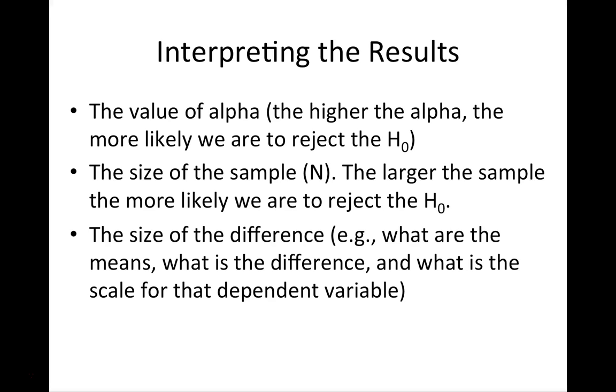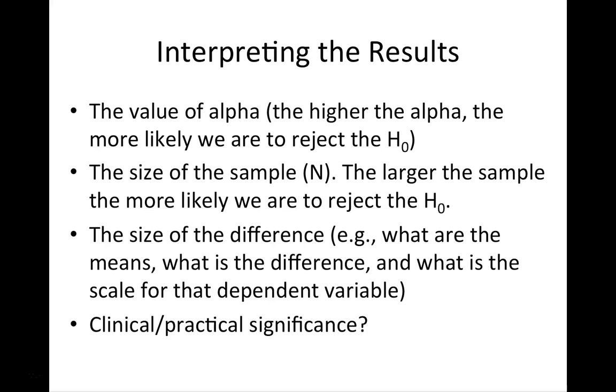And so if we're looking at something on a scale of, people could score anywhere between 5 and 20, a difference of 1 may not be that important. And so we want to think about the size of that difference. Even if the difference is fairly small, the larger our sample size is, the more likely we are to reject the null hypothesis, to find a significant difference between those two groups. So we want to keep all of these things in mind as we're thinking about interpreting the results of our t-test, or any statistic for that matter.